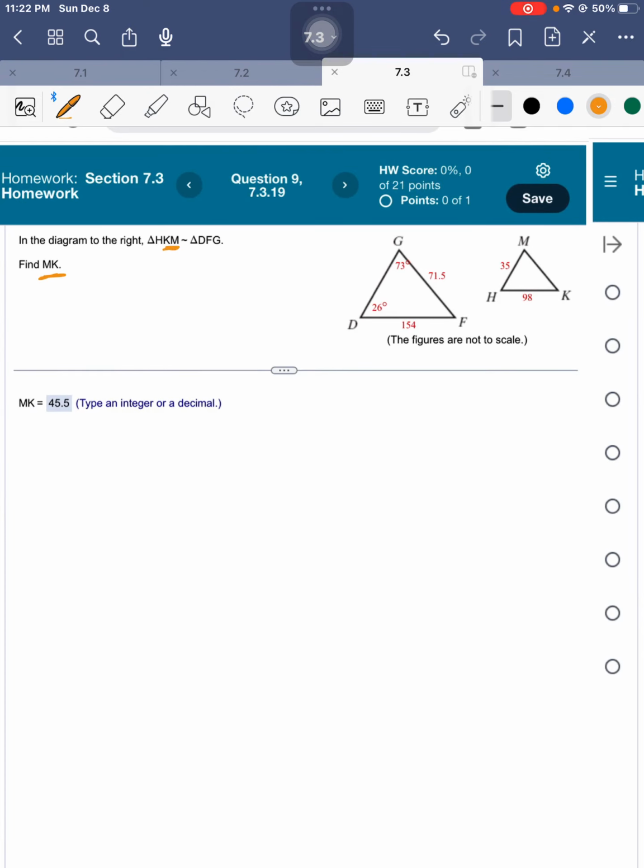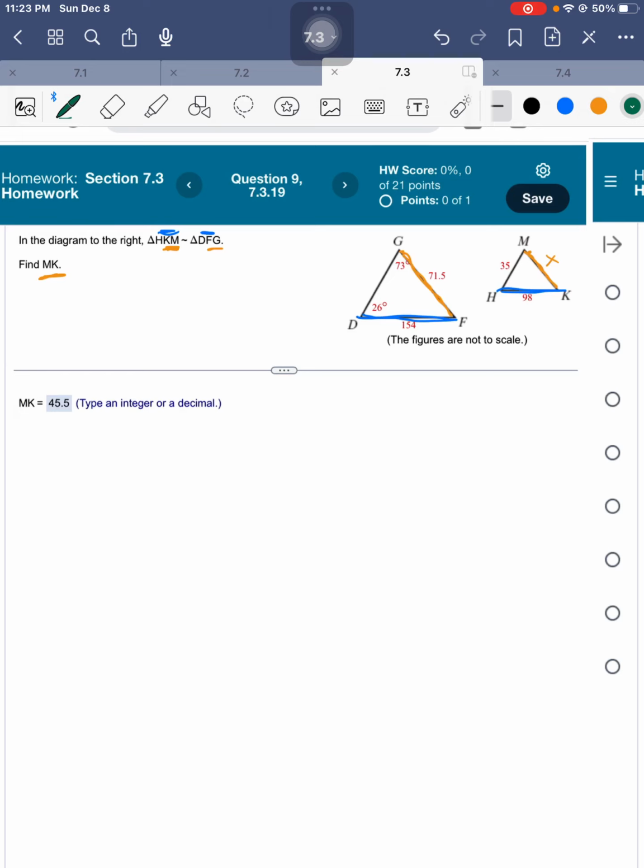So, there we go. MK, let's look over here. KM is proportional to FG. So this is going to be proportional to this guy. And in blue, what else is proportional? Well, let's take a look at DF. What is DF proportional to? DF is proportional to HK. Cool, HK. So if I set up these two proportions, then I'll be able to solve for my MK. What's my MK? Let's get a value of x, okay?